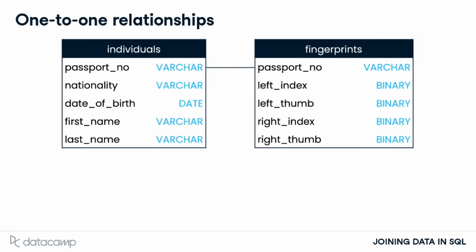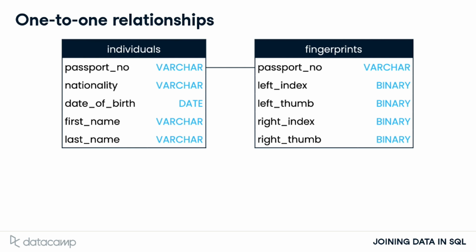Imagine fingerprint scanning at airport border control. Border control might have two tables in a database, a table of people and a table of their prints. Each person's fingerprint could be merged with the individual's table using their passport number. We won't cover this in detail here, but using a binary format is one way to store images, such as fingerprints, in a database. Note here that although an individual will have 4 fingerprints stored in the fingerprints table, this is not a one-to-many relationship.